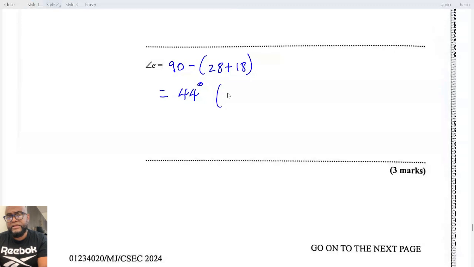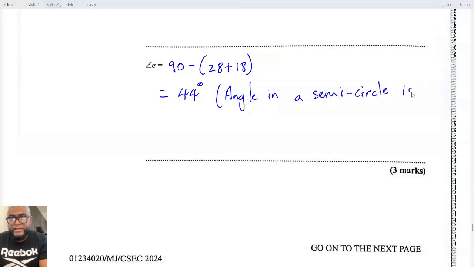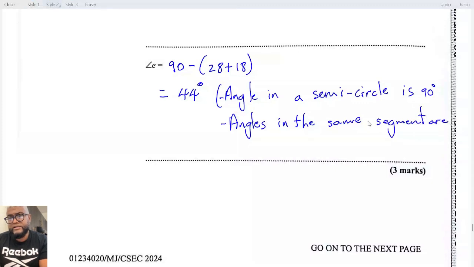44 degrees, right? And the reason would be, well, I put in a reason, right? The main reason we use here is angle in a semicircle is 90 degrees. And you know what? We also used angles in the same segment are equal. Right?